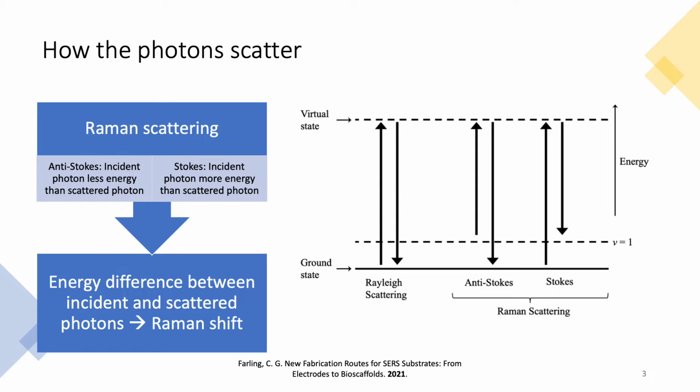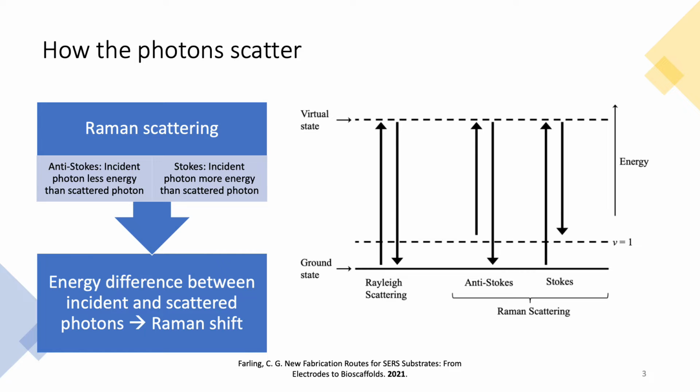Now, how do plasmons scatter? We can divide them into two categories, Rayleigh scattering and Raman scattering. Rayleigh scattering is the elastic scattering of monochromatic light. Meanwhile, Raman scattering is the inelastic scattering of monochromatic light.